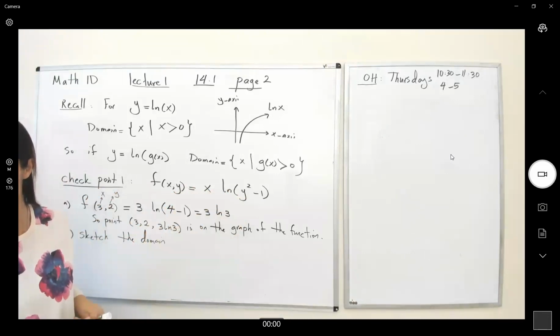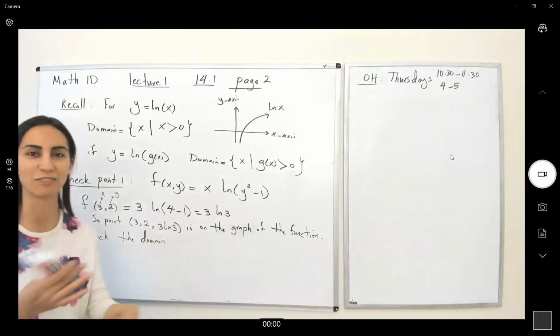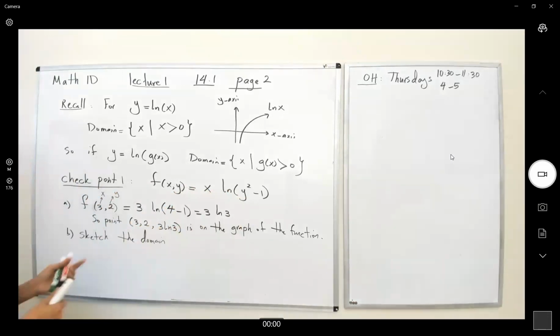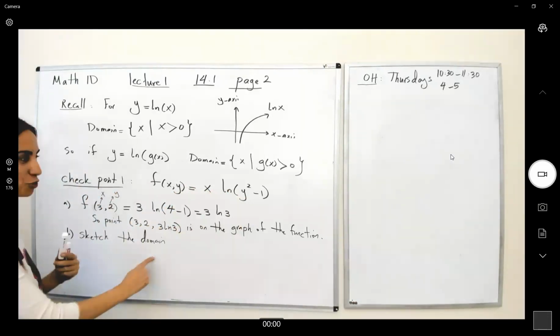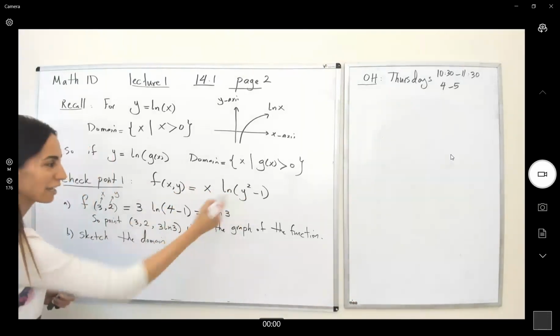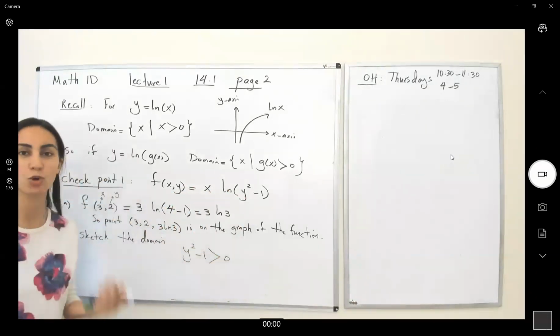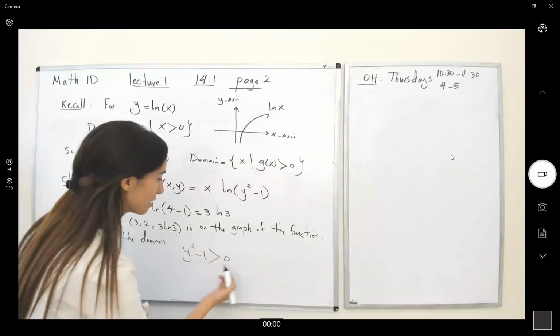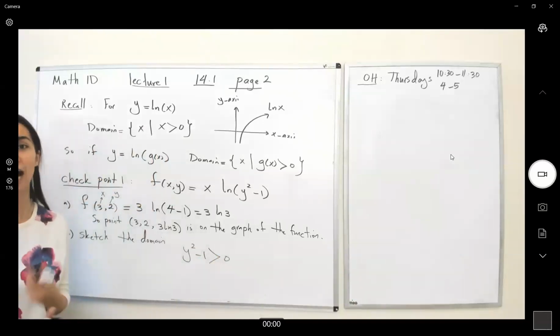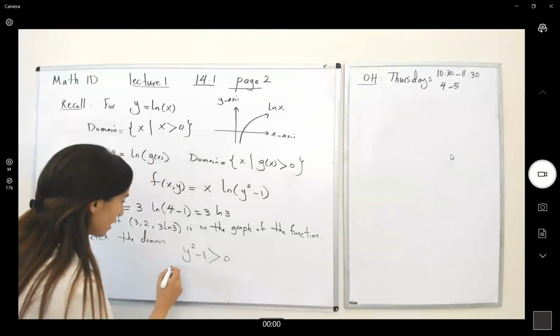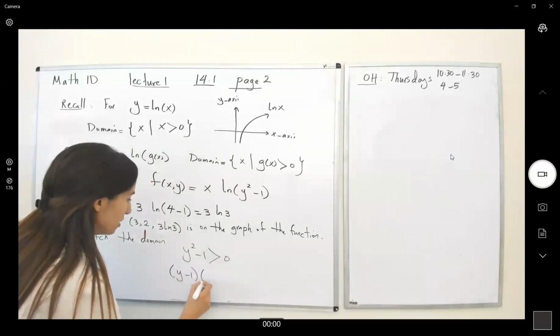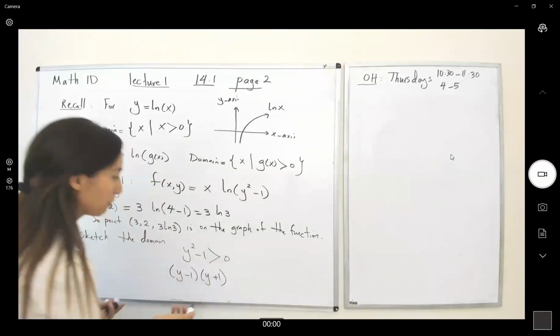Either one. Okay, let's solve this one, then we solve with x as well. Okay, perfect. So sketch the domain. Here you have y squared minus 1 must be positive, so y squared must be greater than 1. How do you solve this? You can say that I have y minus 1 times y plus 1, and it must be positive.